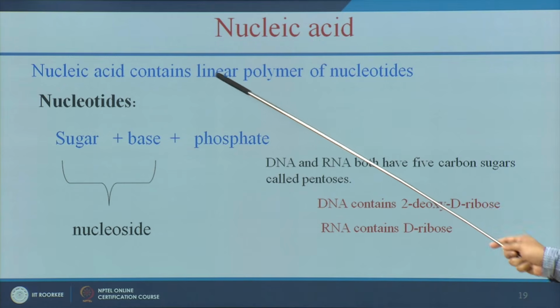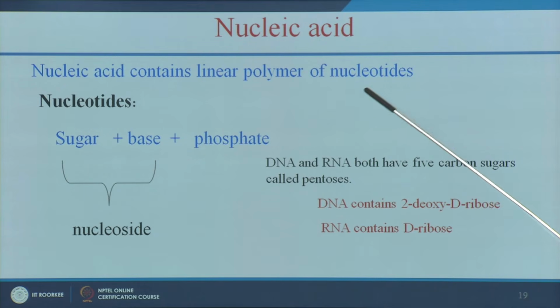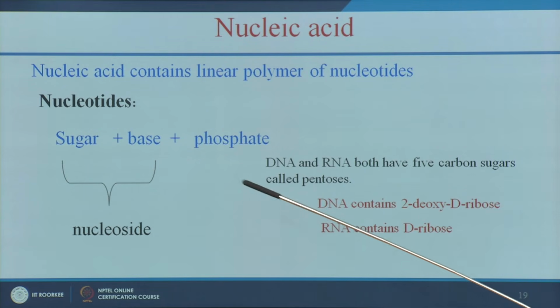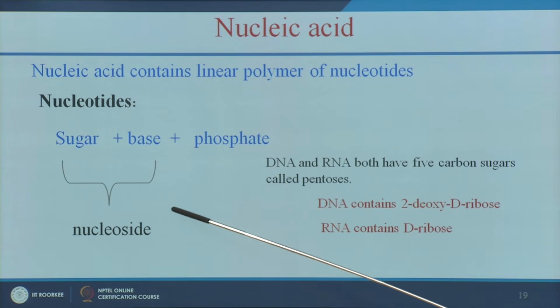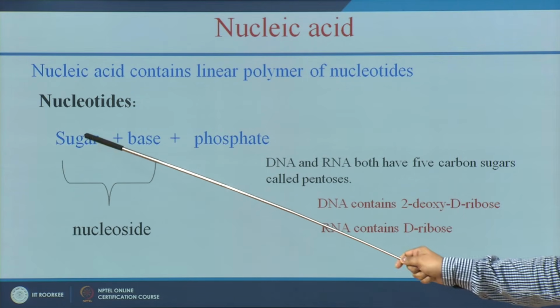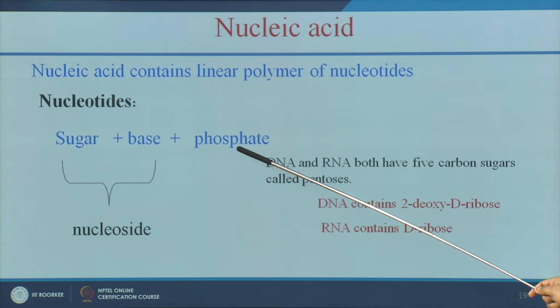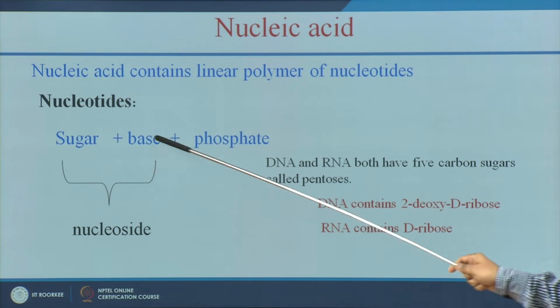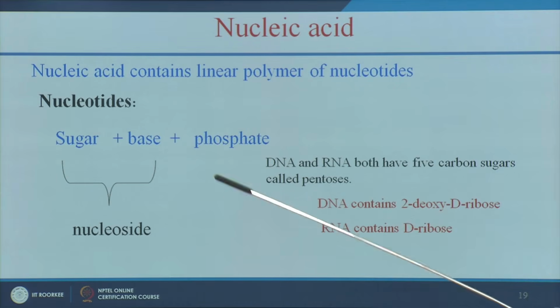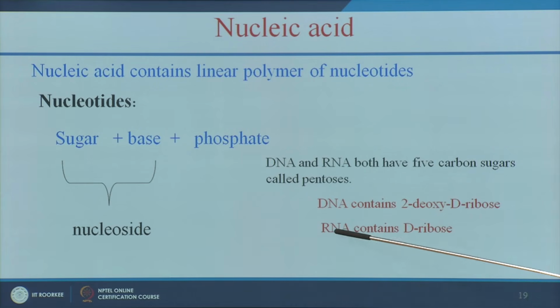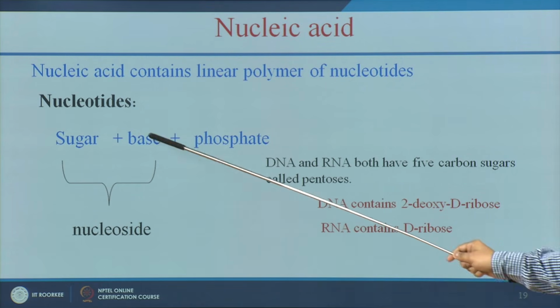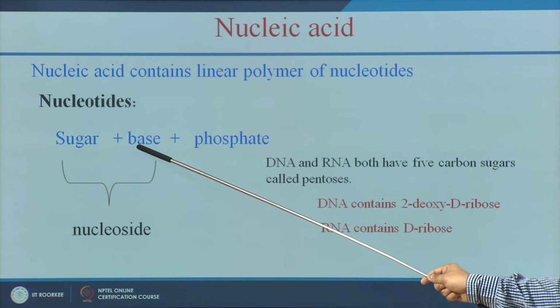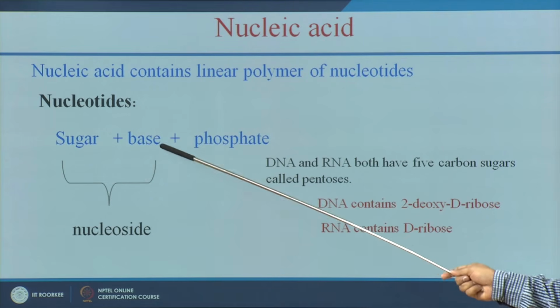Okay. So, the nucleic acid contains a linear polymer of nucleotides. So, what is nucleotide, what is nucleoside? The DNA contains sugar, base and phosphate. The sugar plus base is nucleoside and the combination of sugar, base and phosphate is nucleotide. In case of DNA we have 2-deoxy-D-ribose sugar. In case of RNA it contains D-ribose sugar. Here the bases, in simple terms ATGC, that is adenine, thymine, guanine and cytosine.